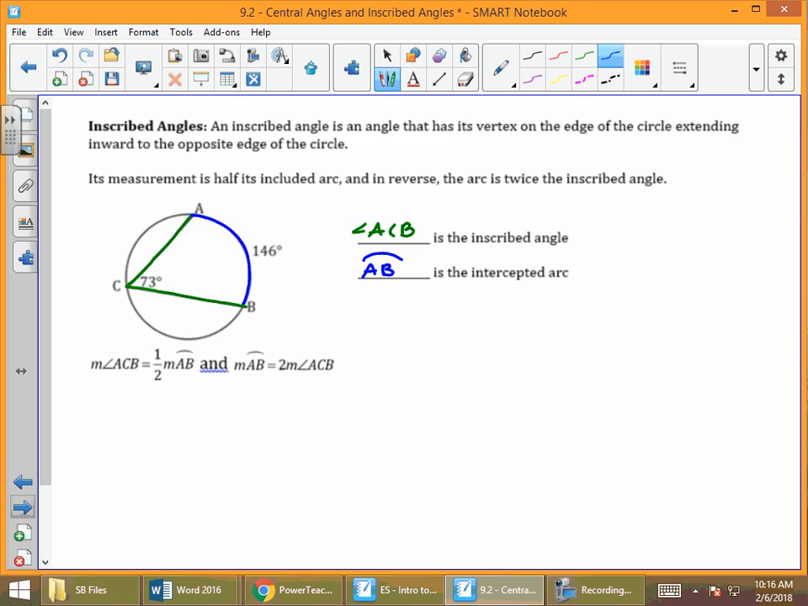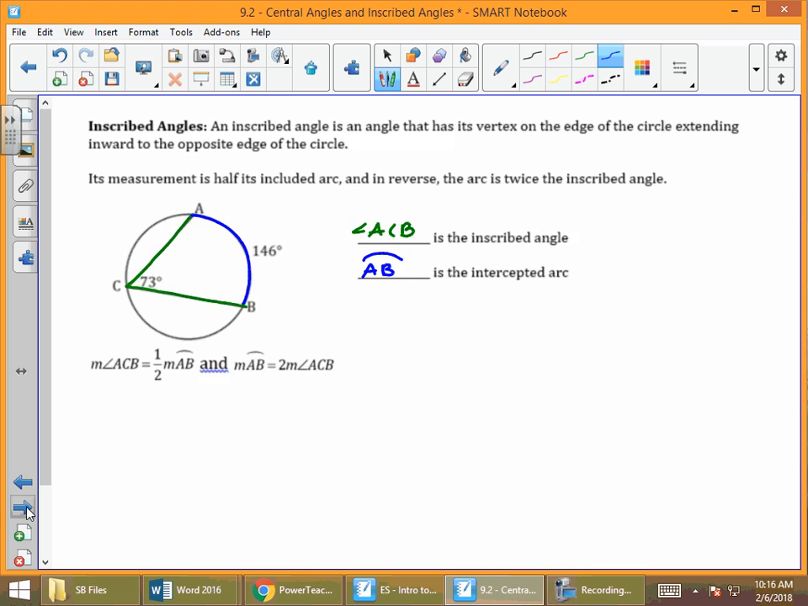Okay? One important thing to know, because sometimes you're going to be given the angle measure and you're asked to find the arc. So when you're going from angle to arc, when you're going in reverse, do the opposite. So instead of dividing by 2, you're going to multiply by 2. So arc to angle divide, angle to arc multiply. Do the opposite. Questions over that?